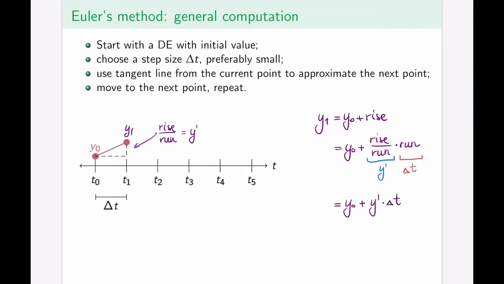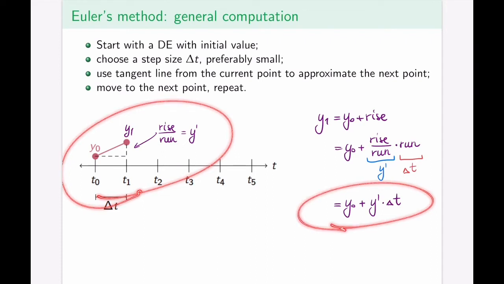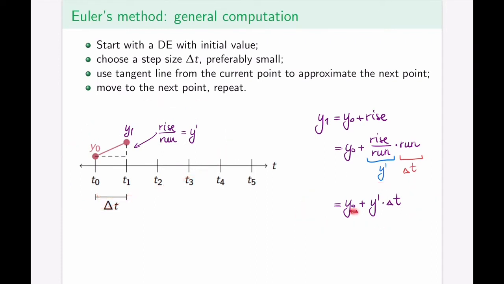So overall I have the formula y0 plus y prime times delta t. Now recall that I can repeat this process starting from y1 again and again, but nothing about what I've done here is specific to y0 or y1, which means that this formula should hold in general for any value of the y that I'm computing.